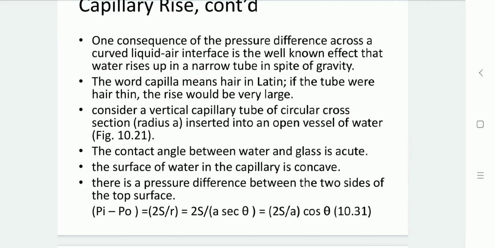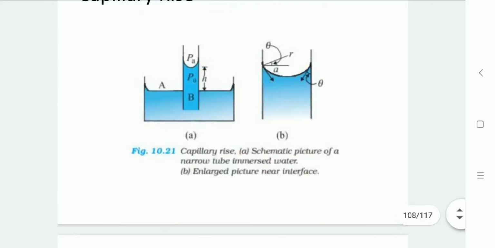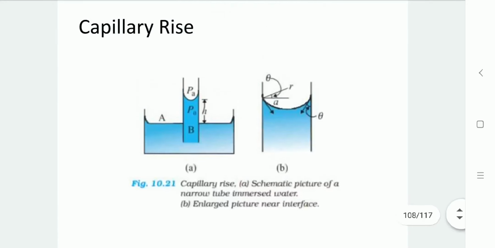So the pressure of the water inside the tube at the air-water interface is less than the atmospheric pressure. So in this diagram A, consider points A and B.